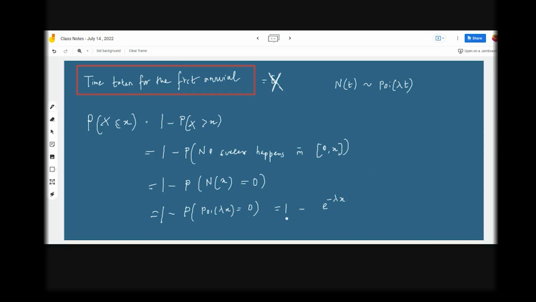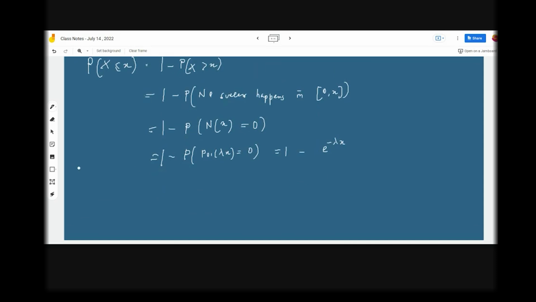K is 0 here, so e to the power minus lambda X. Therefore, the CDF of X is nothing but 1 minus e to the power minus lambda X. Therefore, the PDF will be lambda e to the power minus lambda X. So what is this? This is nothing but X follows exponential lambda. It's super easy, it's beautiful actually.